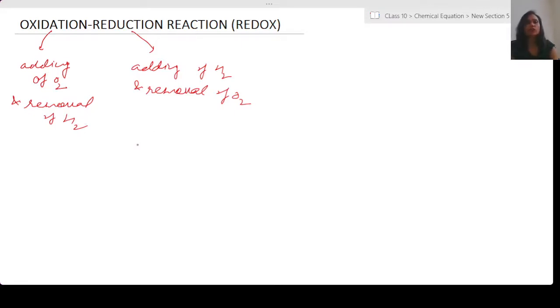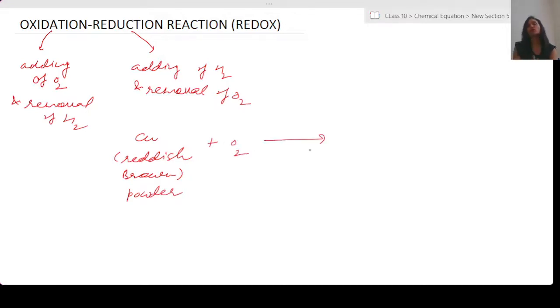In a petri dish you can take copper. Copper is a reddish brown substance. You can take copper powder. Okay, in the powder form you are taking it here, and burn it. Keep this petri dish over some wire mesh, and from the bottom you can keep the lighter or the burner.